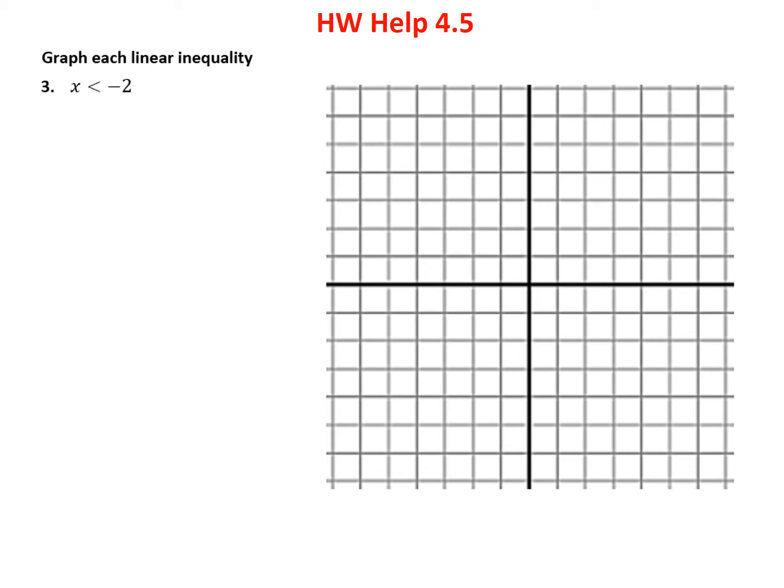Once again, let's think about what the boundary line would be. The boundary line would simply be x equals minus 2. Well, that's a vertical line, and I go out here to x equals minus 2, and I realize that it's the vertical line there. Now, before I draw the line, though, I've got to come back and say, oh, this is less than. Notice there's no equal. So that means my line has to be dotted, because the dotted means it's a boundary, but it doesn't include the boundary. So for my graph here, I'm going to have a dotted line.